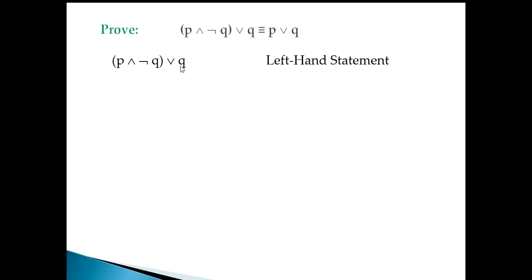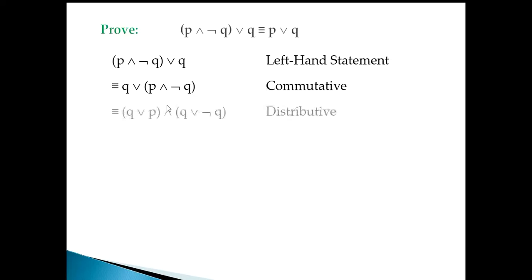So first we use the commutative law. What is the commutative law? This is P or Q, so we can write this Q or P and negation of Q. After that, we use the distributive law, because here we have Q or this, that is Q or P and Q or negation of Q. For this proof, you need to know all the laws, you have to remember all the laws in your mind, right?